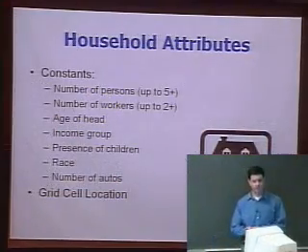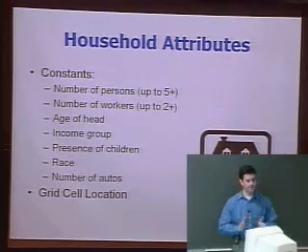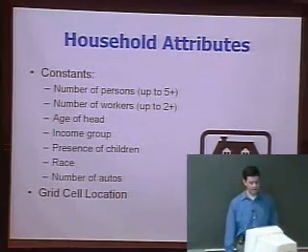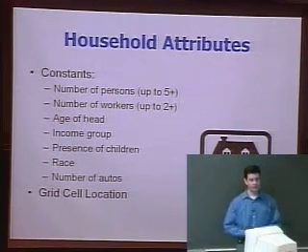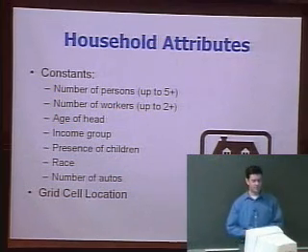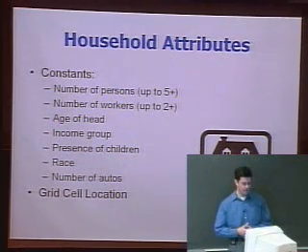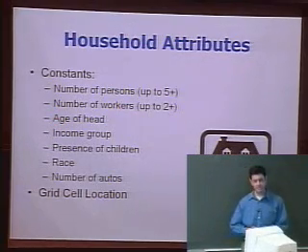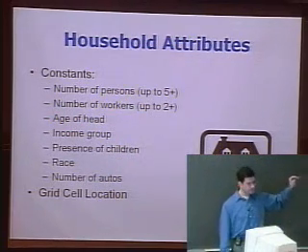Households have the following attributes. They're created in the beginning of the simulation through a synthetic process, as many households as there are in the whole region. And they have the attributes of number of persons, workers, age of head, income group, presence of children, race, and number of autos. Some of those are controlled by the U.S. Census, but some of the attributes such as presence of children, race, autos, and age of head, I believe, come from PUMS data and are drawn from that. And the only thing that changes within the household is its grid cell location.